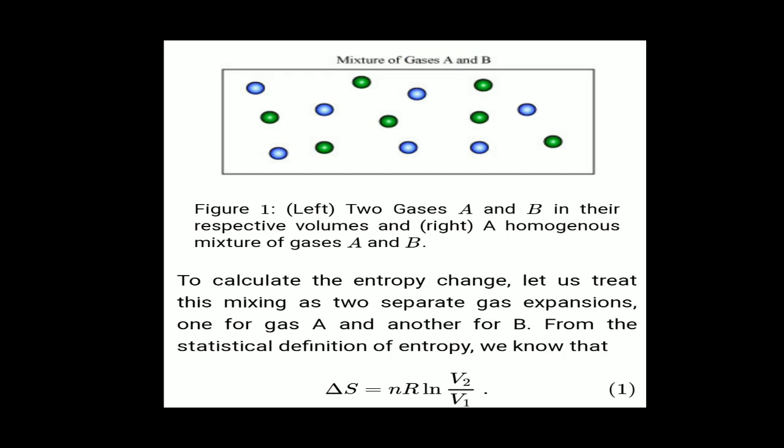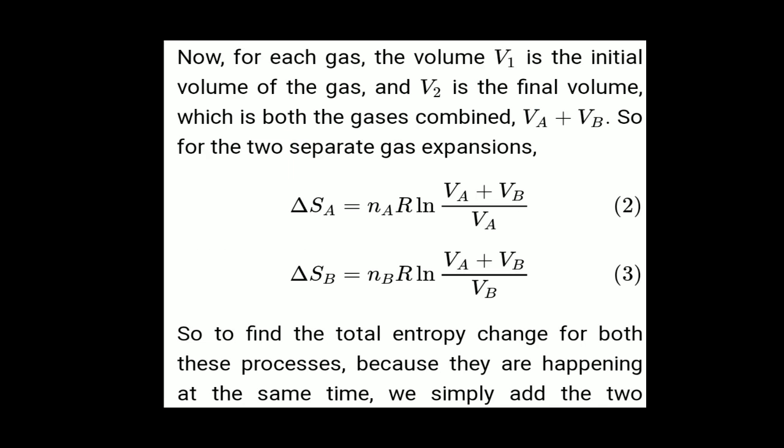To calculate the entropy change, let us treat this mixing as two separate gas expansions, one for gas A and another for B. From the statistical definition of entropy, we know that the entropy change dS is equal to nRT log V2 by V1, equation 1. Now for each gas, the volume V1 is the initial volume of the gas and V2 is the final volume, which is both the gases combined, Va plus Vb.